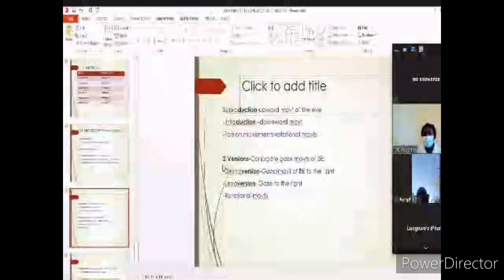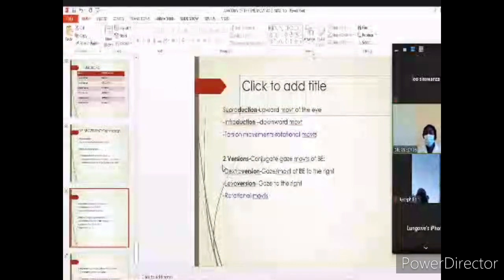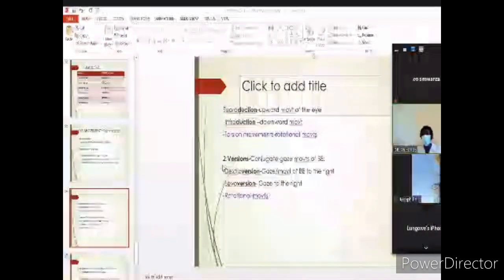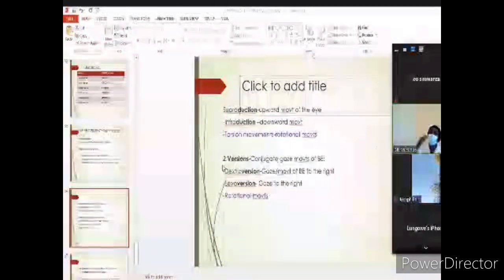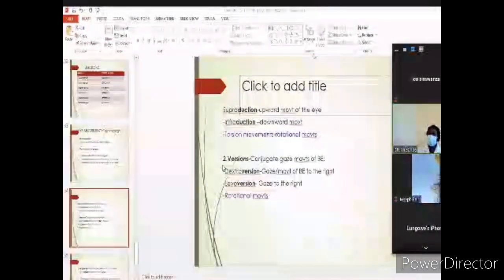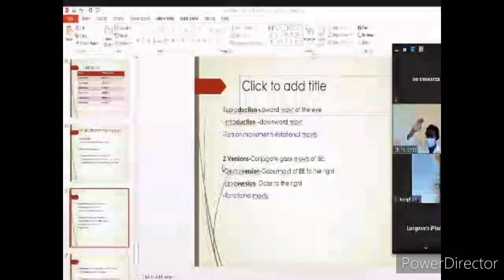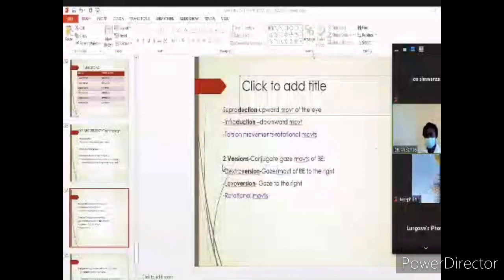Supraduction is the upward movement of the eye. The same way it moved out for abduction and in for adduction, it can move up. So that is supraduction. Moving down is infraduction.